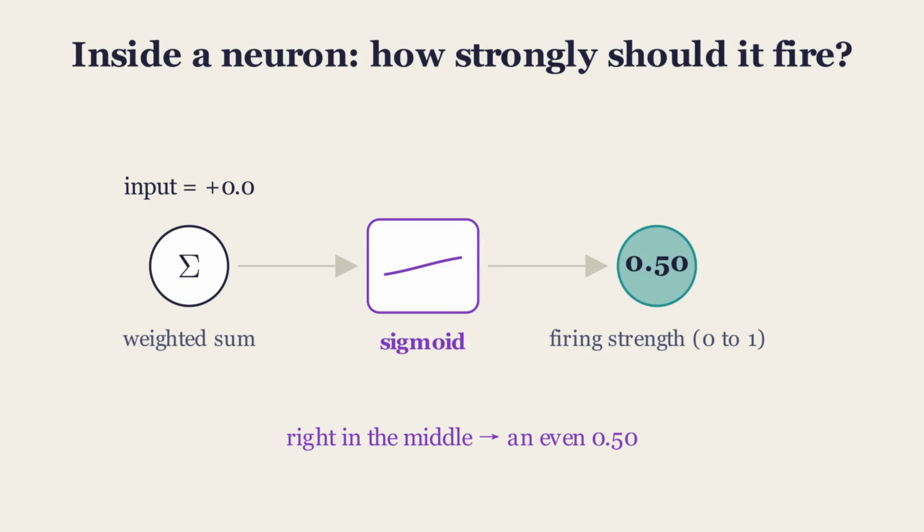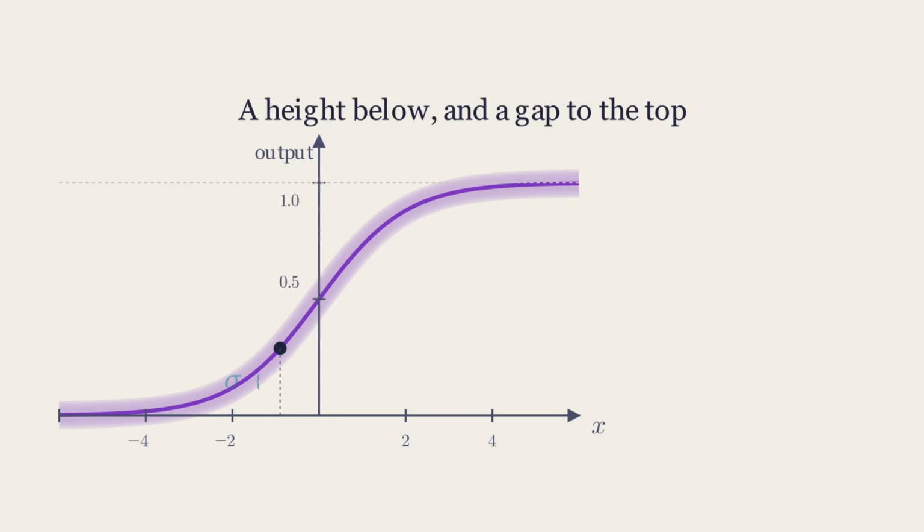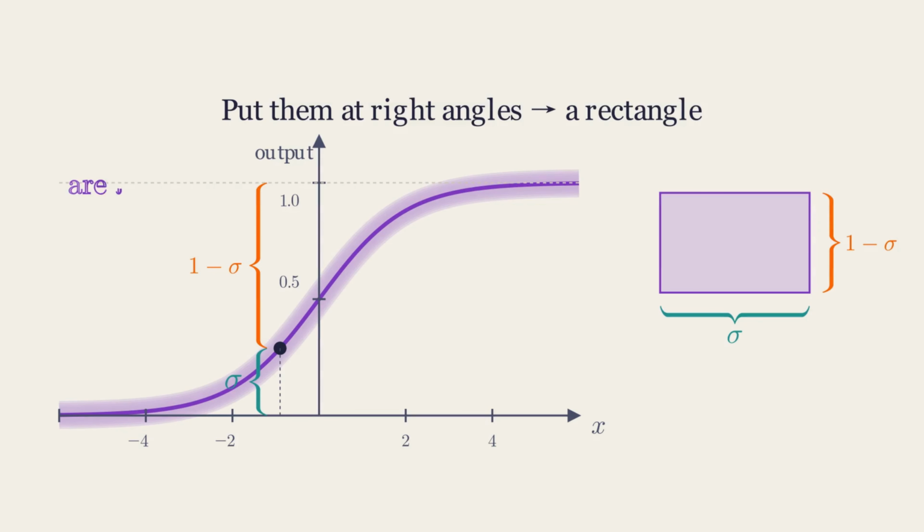The sigmoid is smooth, but how steep is it? Let us find out with pure geometry. Pick any point on the curve. Below it there is a height, and that height is the output itself, sigma. Above it there is a gap up to the ceiling, and that gap is 1 minus sigma. 2 lengths at every point. Now take those 2 lengths and put them at right angles. The height becomes the width of a rectangle, the gap becomes its height, and its area is sigma times 1 minus sigma. Watch as we slide the point along.